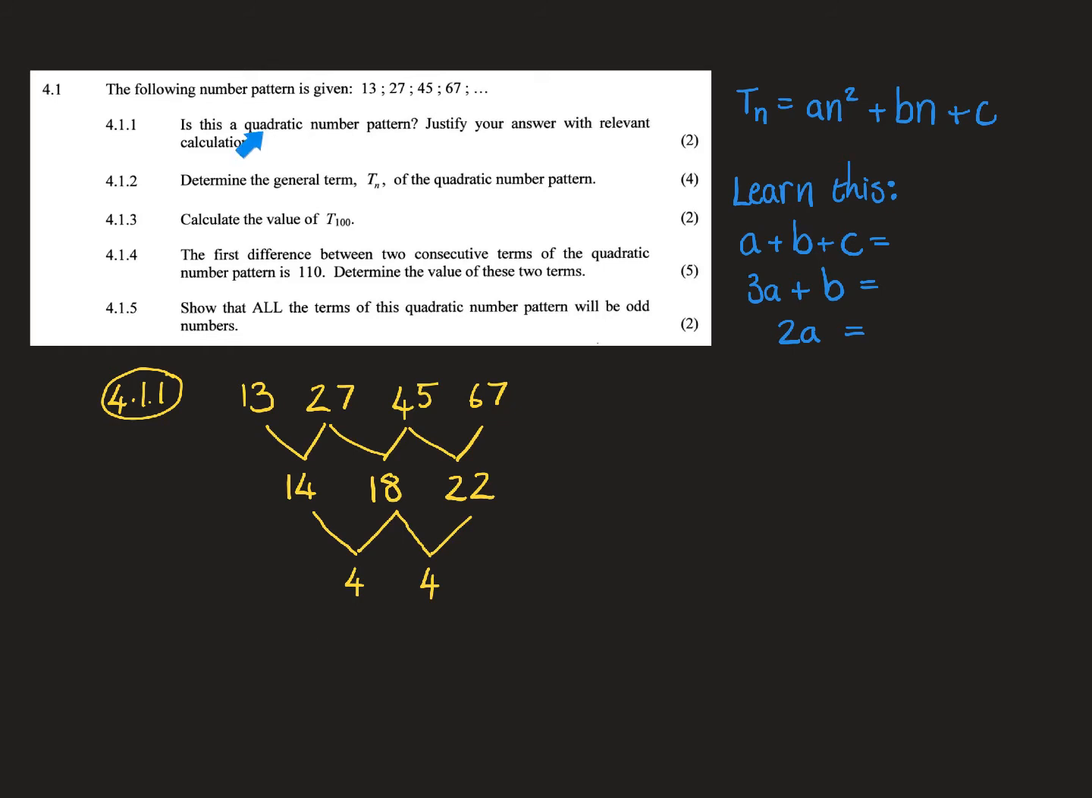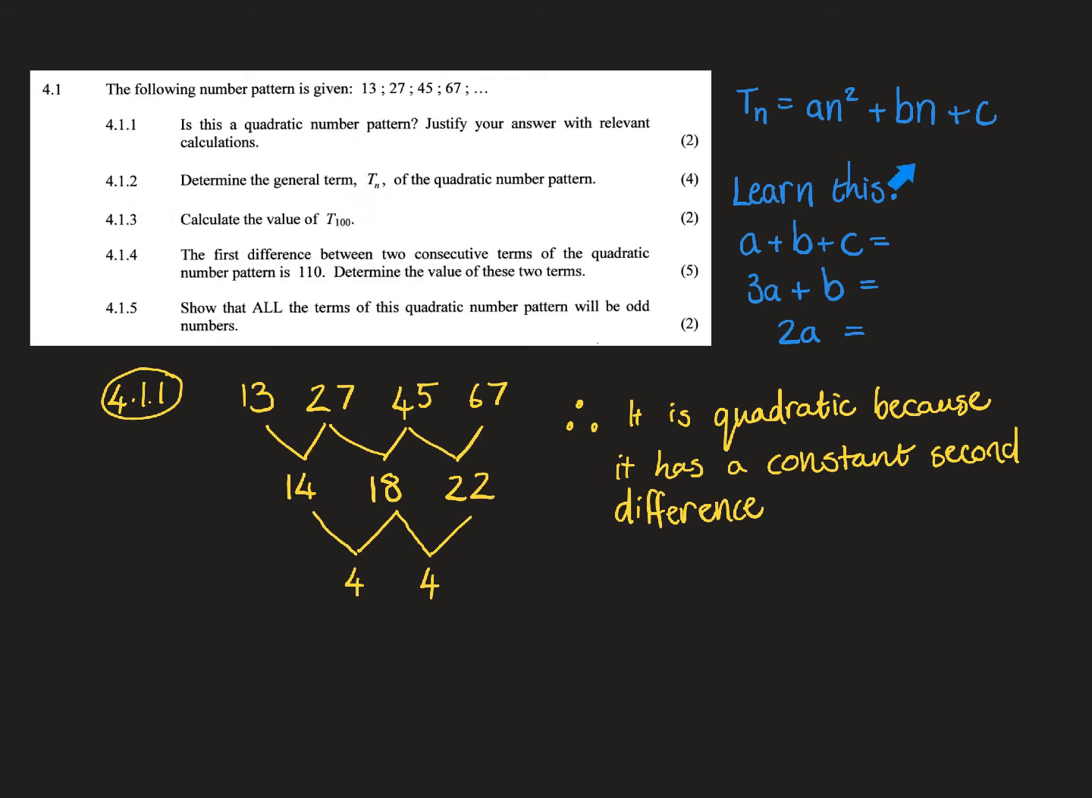And that is the defining characteristic of a quadratic number pattern, that there is a constant second difference of 4. Therefore, it is quadratic because it has a constant second difference.